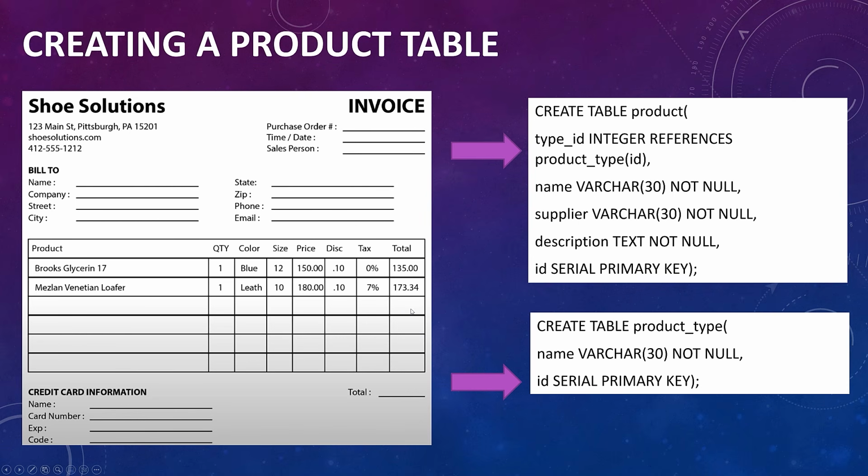However, I am probably also going to separate out the quantity and the things that make the shoe specific. So this is very generic. We're going to have a type ID, which is going to be athletic, business, or casual. We're going to have a name, which is going to be glycerin 17. We're going to have a supplier, which is going to be Brooks. Then we're going to have a description of the shoe.